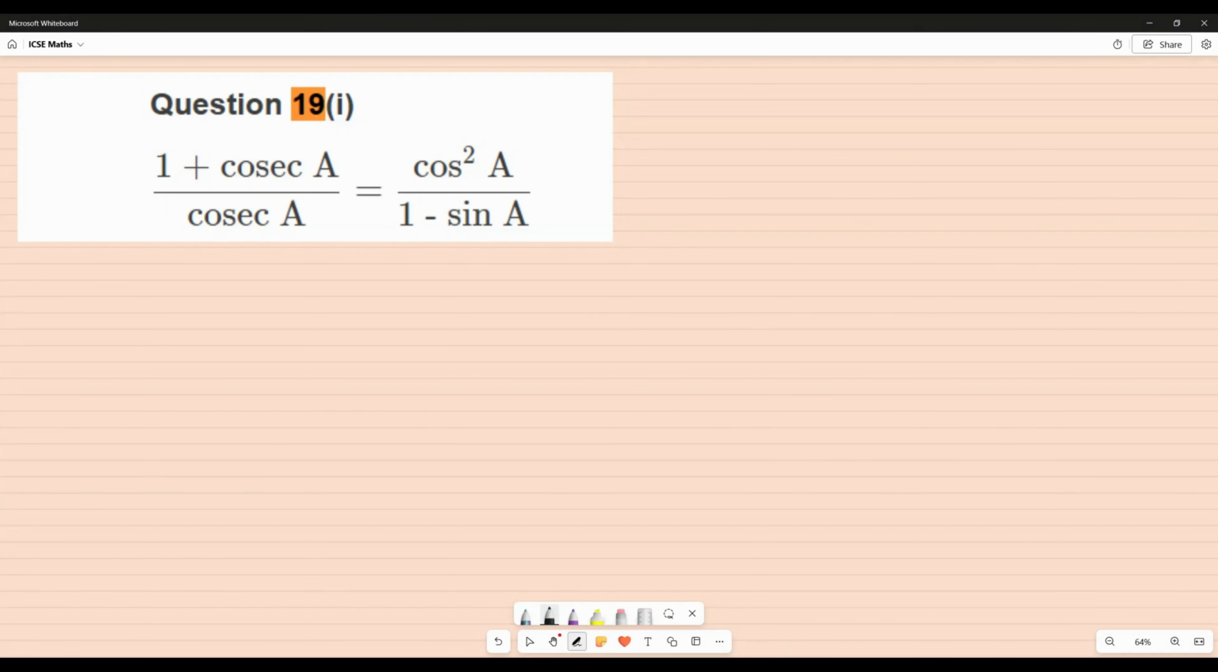We are going to see question number 19, parts 1 and 2. First, we'll go with the first sum. Let us take LHS first: 1 plus cosecant A by cosecant A.